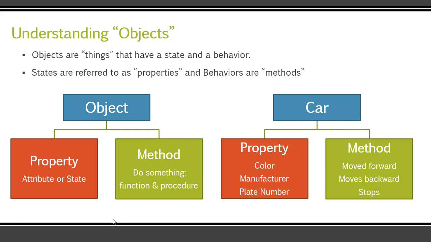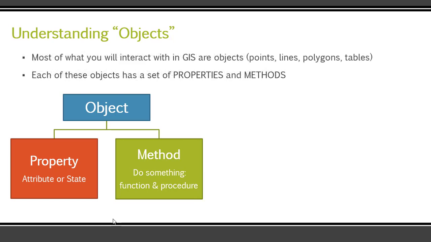So all of the things, the behaviors, those things that can be done are the methods. So objects are things that have states and behaviors, which we talk about as properties and methods. So let's transition that over to GIS a little bit. So most of what we're going to interact with in GIS are actual objects. So our points are objects, lines, polygons, tables. A table record is an object.